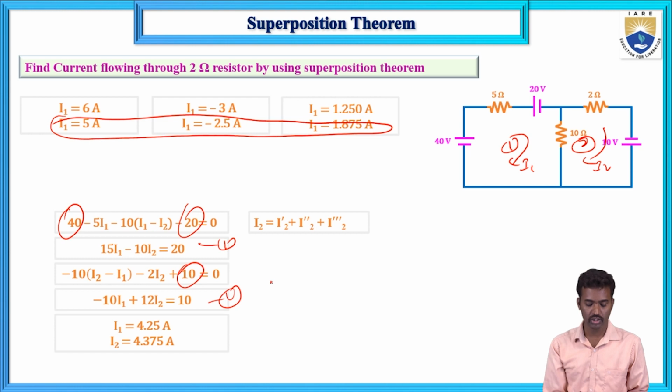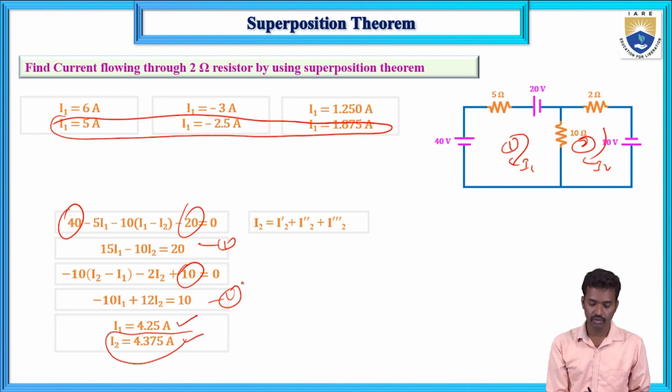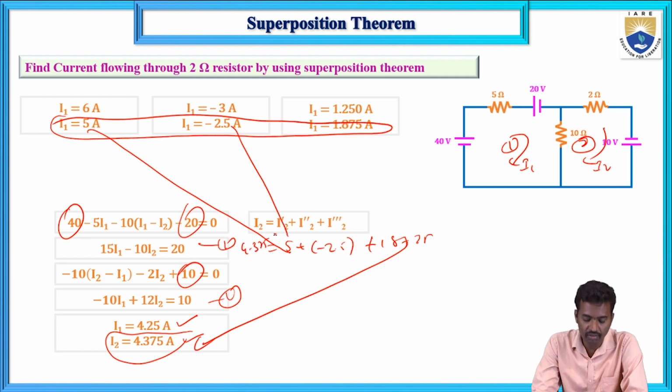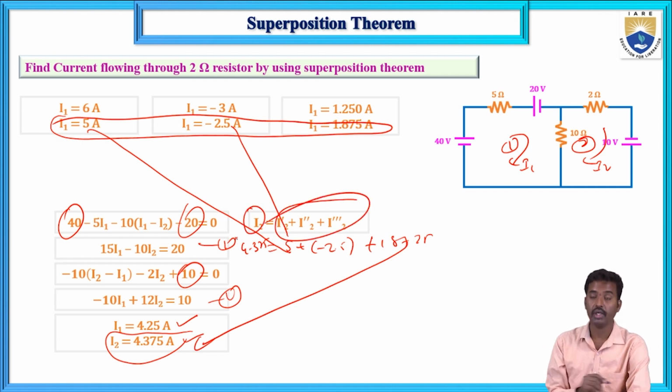The solution is 4.25 and 4.375. So 5 plus minus 2.5 plus 1.875 equals this one, 4.375. Now the theorem is verified: total response equals the sum of the individual responses.